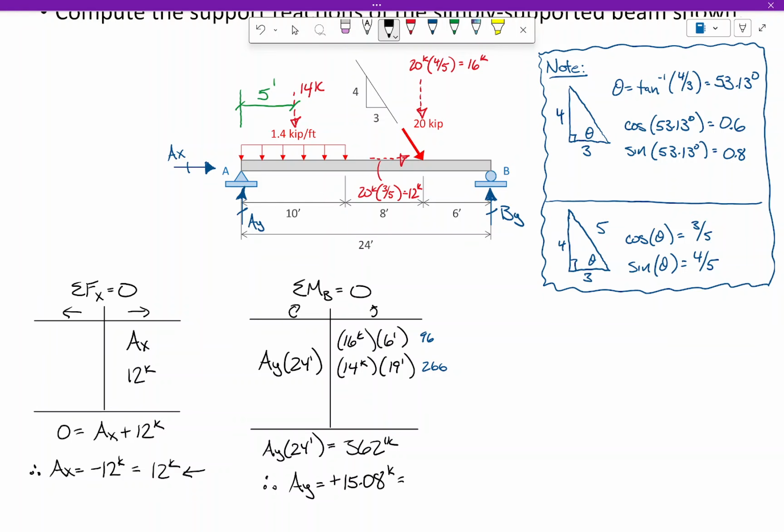Again, I don't care about the positive number, though. What I care about is the fact that we make the connection that that positive value means that our initial assumption for direction was correct.